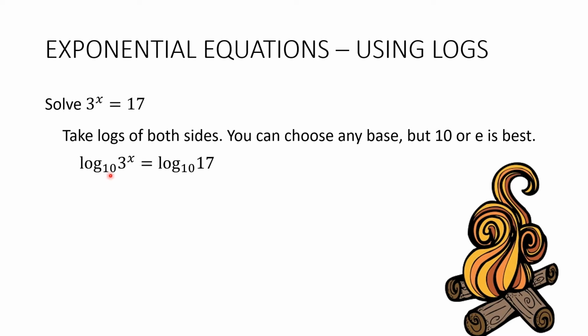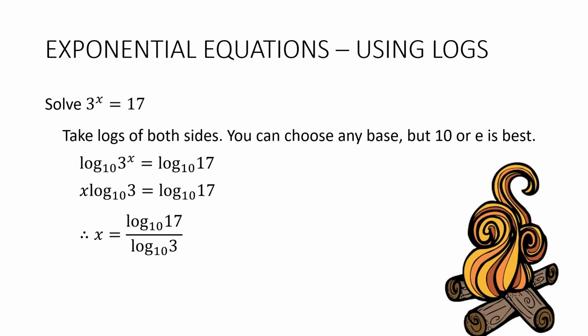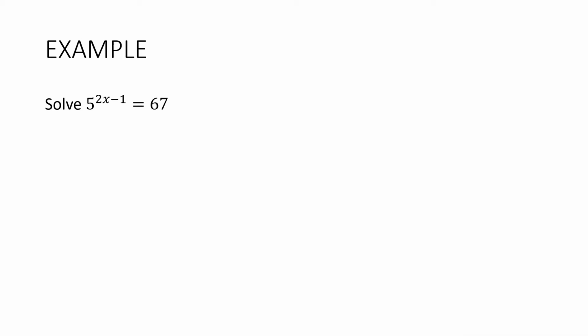Here we've got the third log law, so this x can come out the front. So that's equal to x multiplied by log base 10 of 3 is equal to log base 10 of 17. Divide both sides by log base 10 of 3, and it's pretty much the change of base rule, isn't it? And putting it in the calculator, we get 2.578901923. See how many decimal places we get? Approximately equal to 2.58. So this one's slightly more difficult, but it's not too bad.